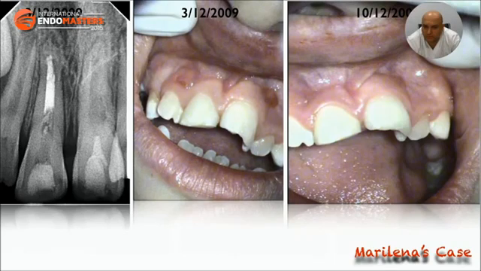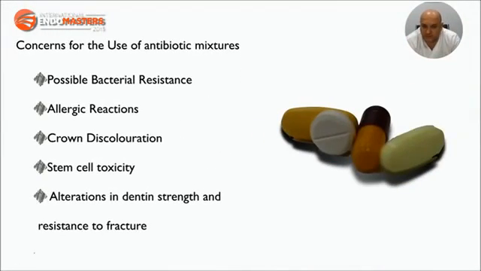And although back in 2009 everybody suggested the use of antibiotics, I always had some concerns with antibiotic paste. That's why I selected to use this single-step revascularization approach. What were my concerns associated with antibiotic mixtures? A possible bacterial resistance, allergic reaction, crown discoloration, stem cell toxicity, or possible alteration in dentin strength and resistance to fracture.